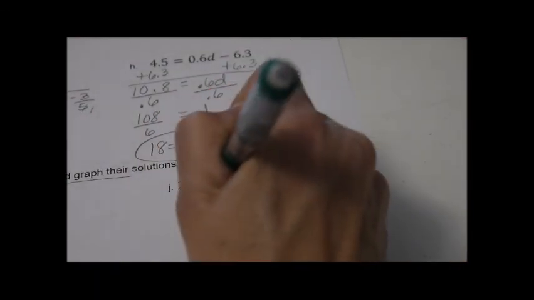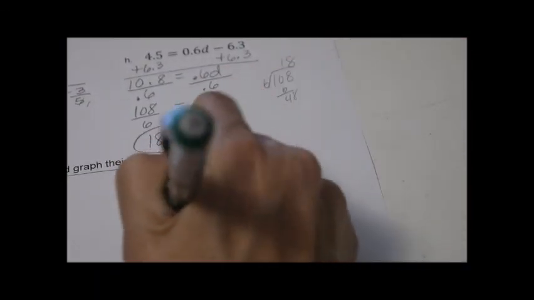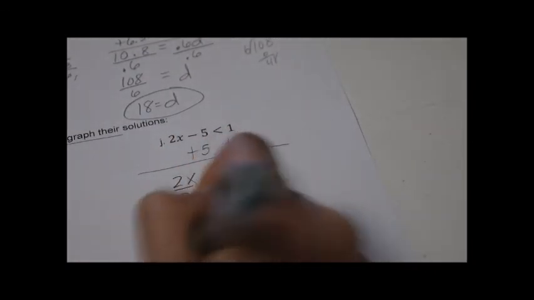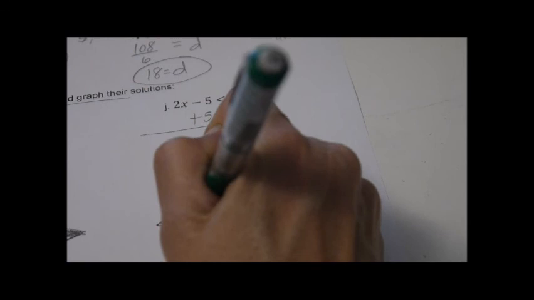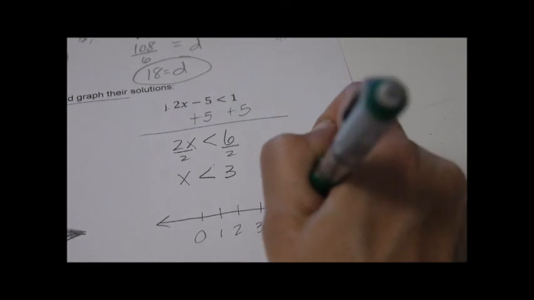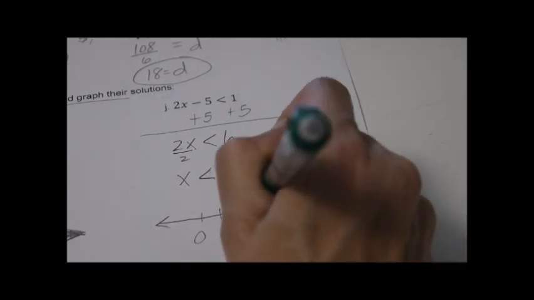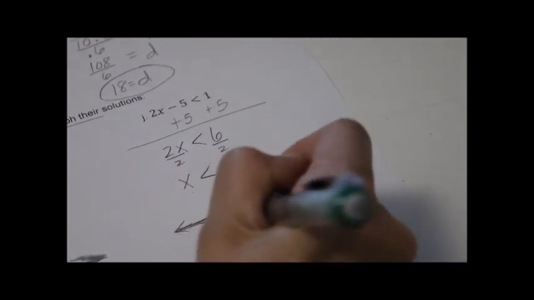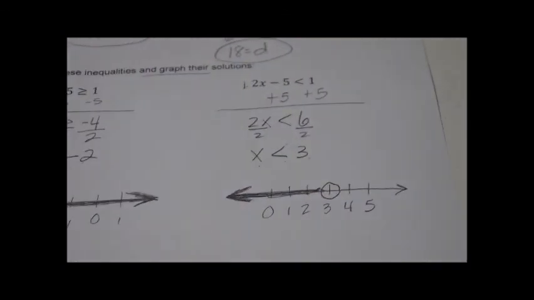This one, add 5, and now we got 2x is greater than 6. Divided by 2, x is greater than 3. So this does not have the inclusive symbol. It is going to be an open circle, and it's going to be at positive 3. Open circle, and we're talking about things less than 3. So less than means down here. And there is our graph.